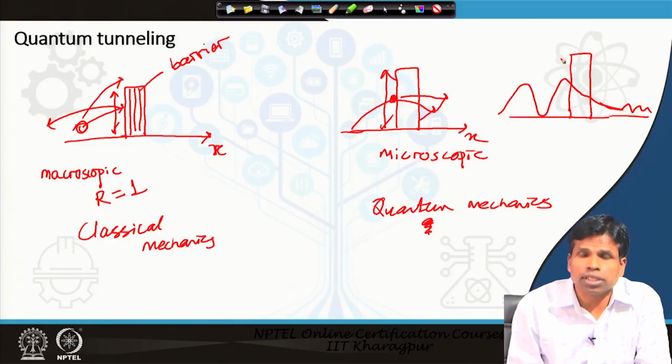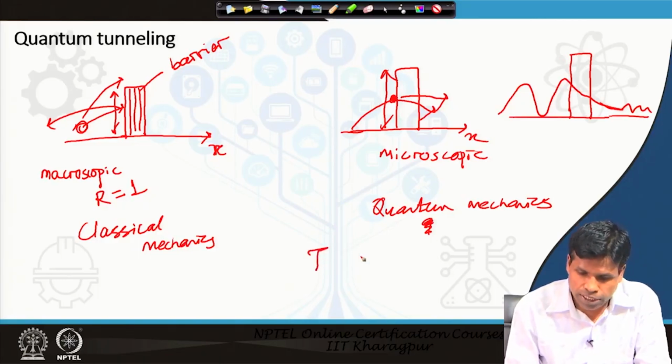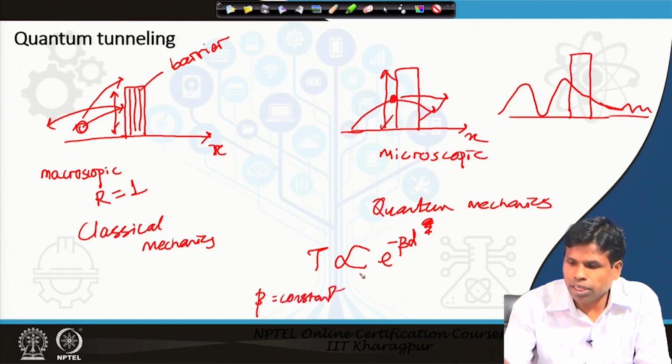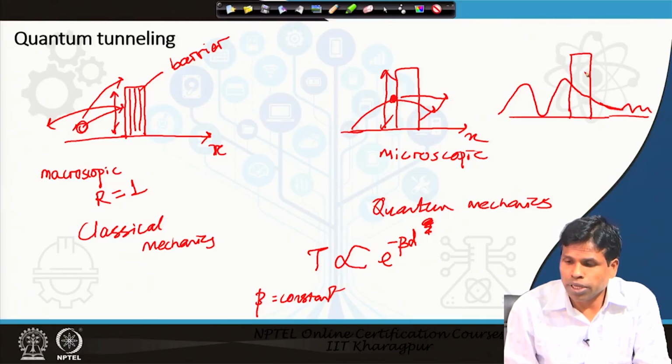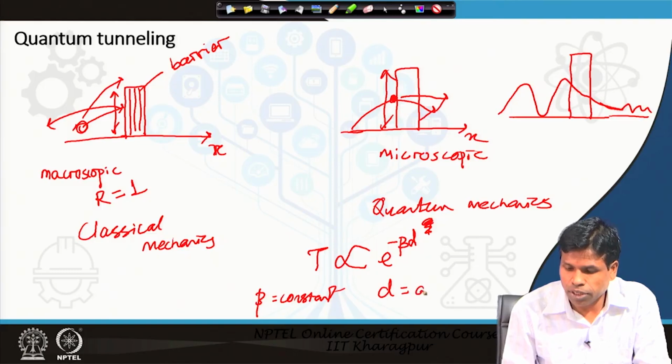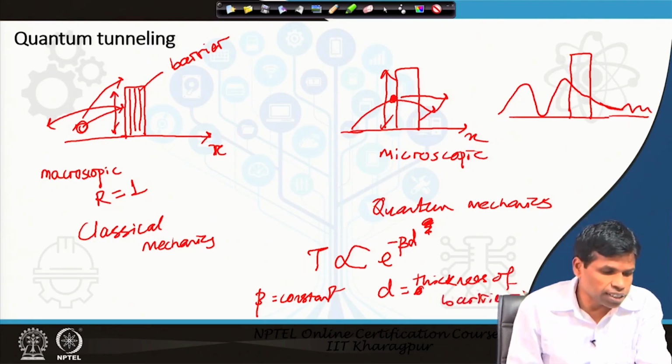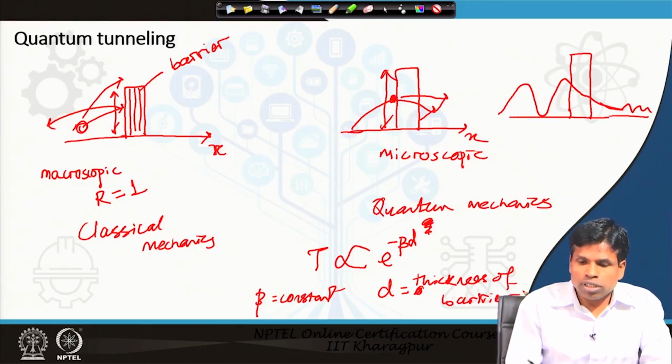this transmission probability T is proportional to e to the power minus beta d. Here beta is a constant which depends on the energy of the particle and the barrier height, and d is the thickness of the barrier. This is about quantum mechanics.